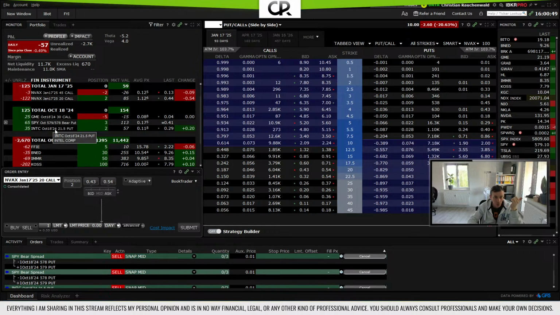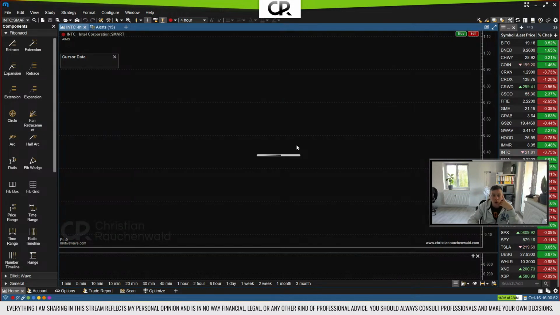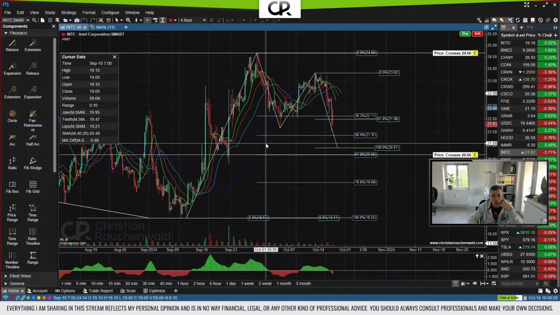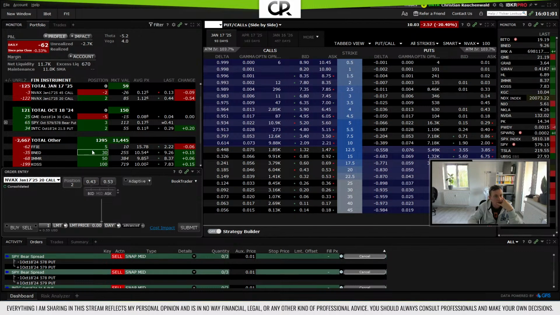Looks like we got it right with Intel. Looks like we got it right with SPY. As for Intel, the question is, should we now already add a stop loss, in quotes? Where would it be? So 22 would be like 20 cents. That's not that much.